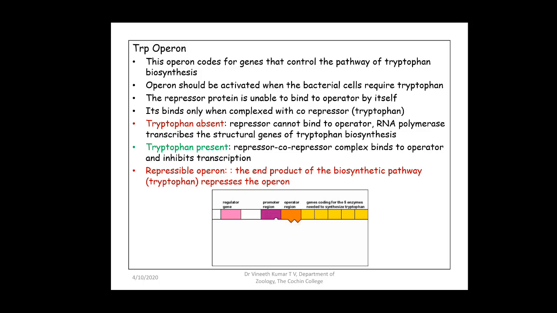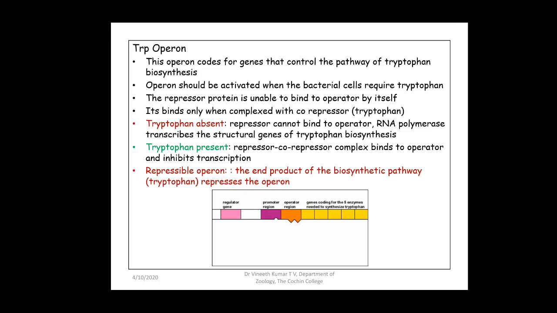Take the second situation, when tryptophan is present. Being the co-repressor, it binds with the repressor protein, forms a complex, and binds to the operator region. It inhibits the transcription of the genes, and hence the production of tryptophan will be inhibited. So this is also called a repressible operon. The other one was an inducible operon. This is a repressible operon because the end product of the biosynthetic pathway, tryptophan, represses it; the enzymes in this pathway cause the synthesis of tryptophan.